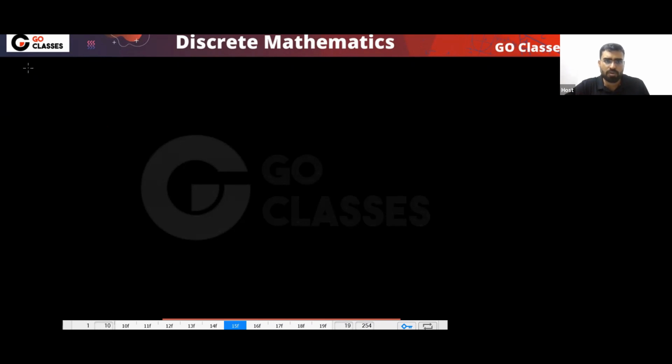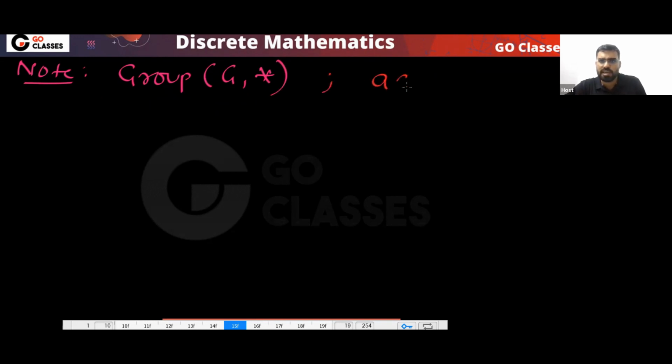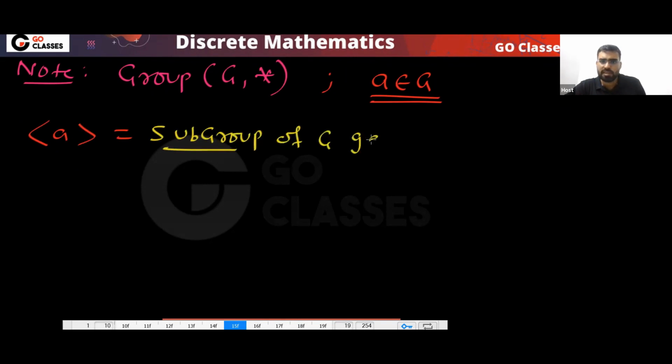So let's assume you have a group. If you have any group G, and there is some group operation star, and let's assume you have any element A belonging to G, then what does this symbol mean? This means the subgroup of G generated by A.